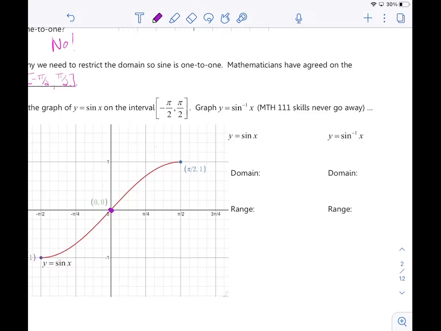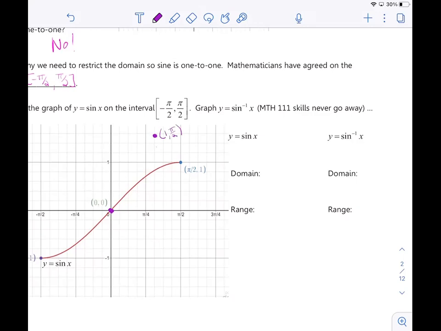Let's see, make sure I do it right. It's going to be about right here. So that coordinate is 1, pi over 2. It's hard to do because we're talking about irrational numbers, so I'm approximating there.